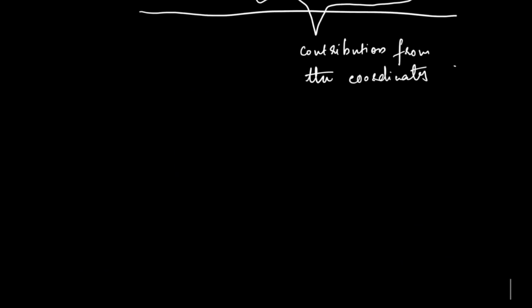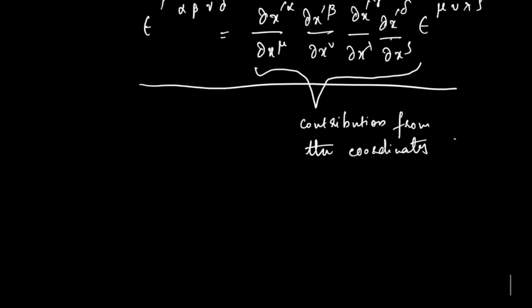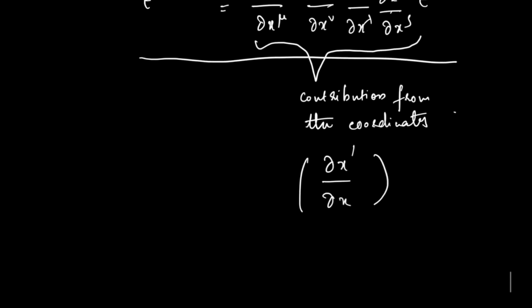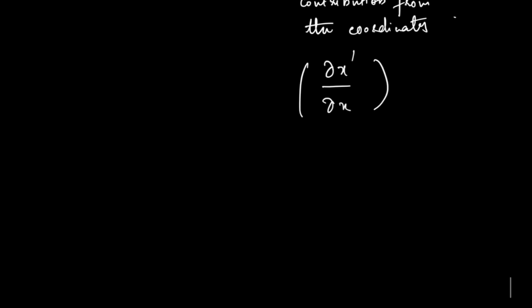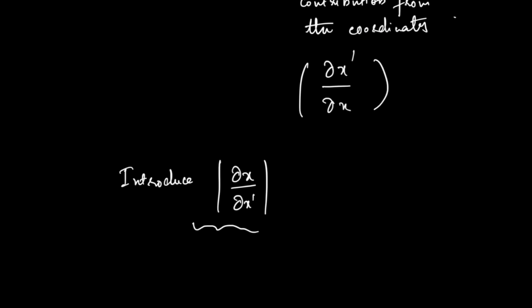So for this, I have to introduce another factor in the same equation. Here I can see that the contribution has the form partial derivative of x prime by partial derivative of x. So I have to multiply it by the inverse. For example, I have to introduce a factor, partial derivative of x with respect to x prime, something like this, so that these two will get cancelled.